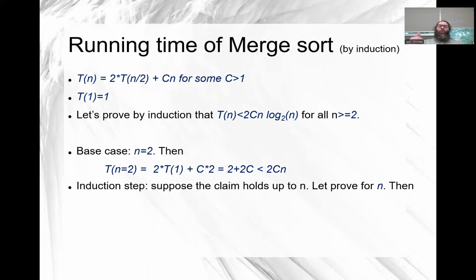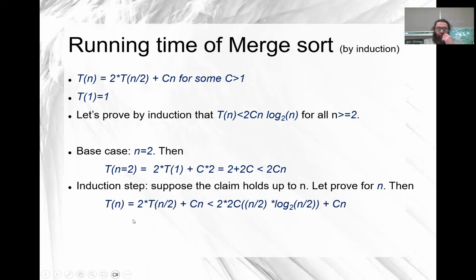And then we say, suppose that the claim holds for lengths less than n, and we prove it for n. So here is how it goes. Let's see, what's T of n? Just by what we said, it's two recursive calls of size n over 2 plus C times n. By induction, what can we say about T of n over 2? It's at most 2 times C, I'm just copying it from here, with n over 2, times log of n over 2. And I'm just copying the merge part of the entire thing, C times n.